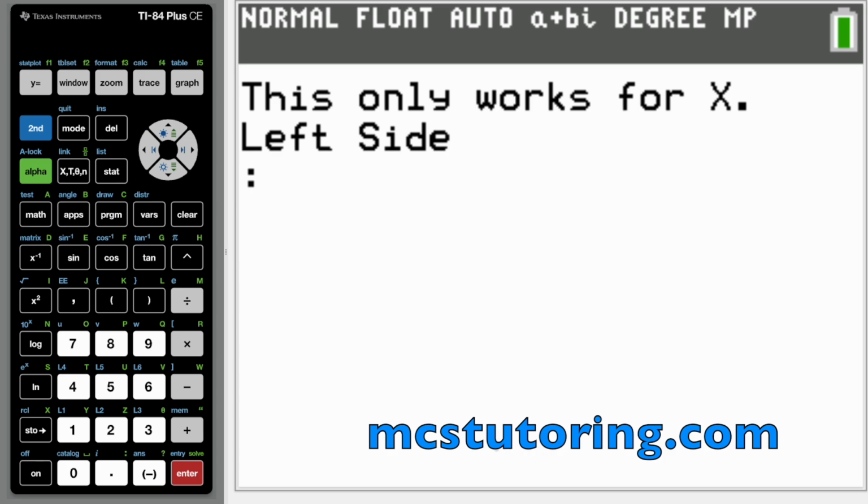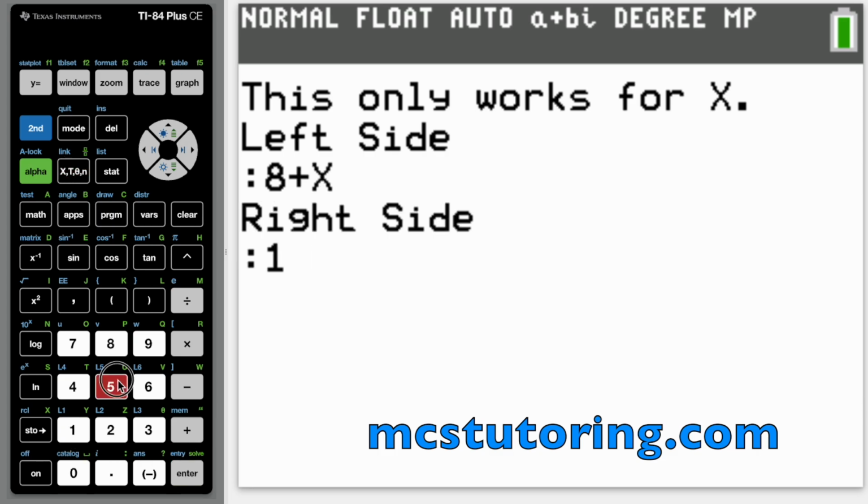Now this works with a left-hand side and a right-hand side of an equation. So on the left-hand side, let's say we have 8 plus x, and on the right-hand side, say we have 15. In this case, it gives us the correct answer, x equals 7.